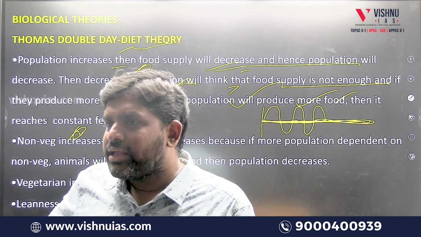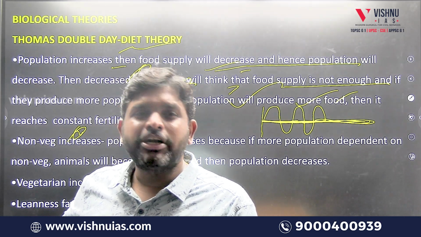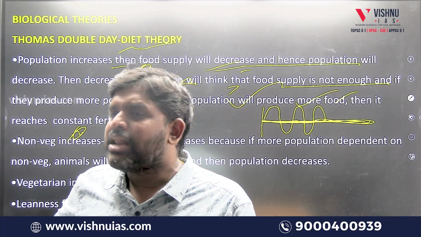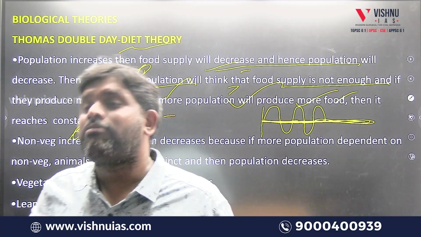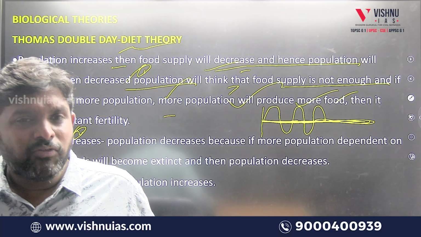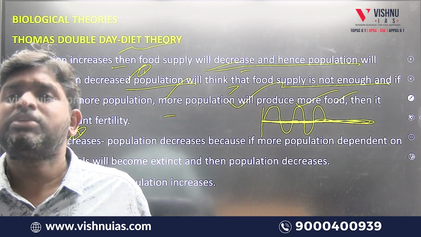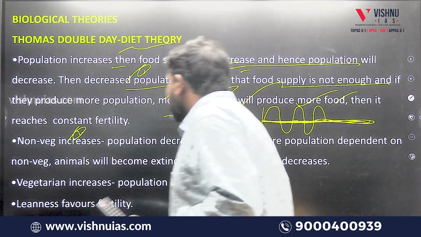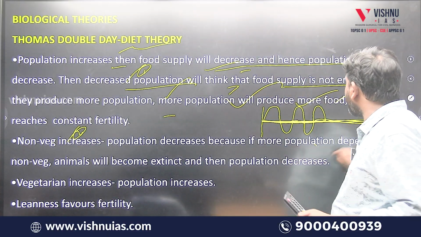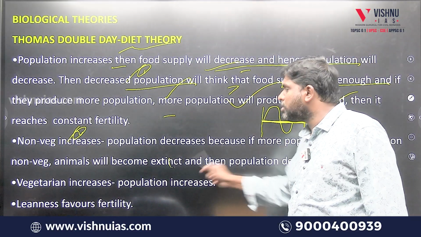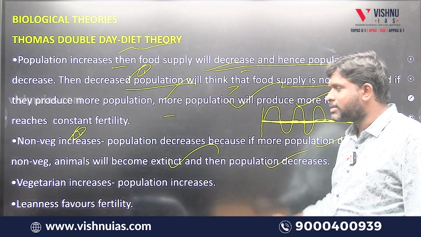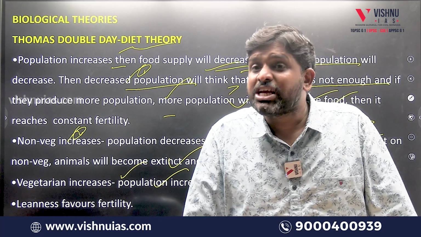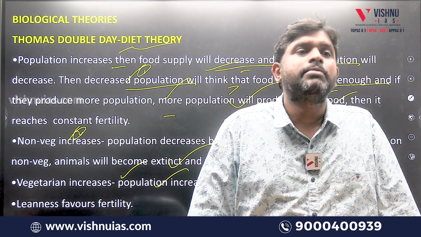When animals die, again tomorrow he should eat, no? Animals are not there, so animals reduced. When the animals reduced, he does not have a food supply now. So when he does not have food supply, obviously the population will decrease. He also told that when non-veg increases, population decreases, because if more population depends on non-veg, animals will become extinct and then population decreases. Vegetarian increases, population increases. Why? Because he tells that vegetation is abundant when compared to animals.